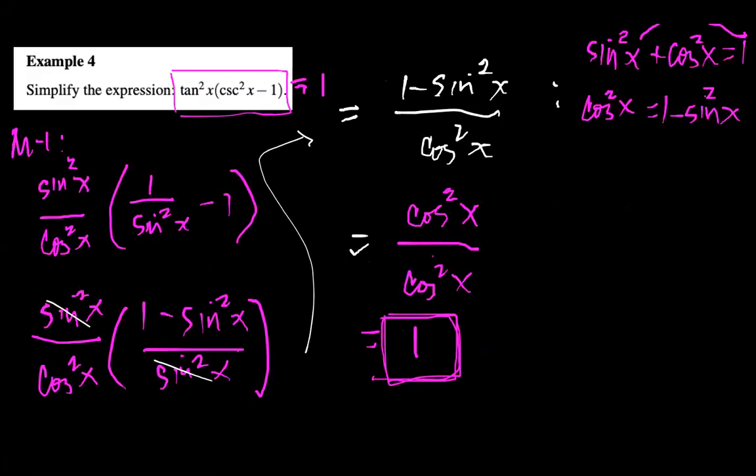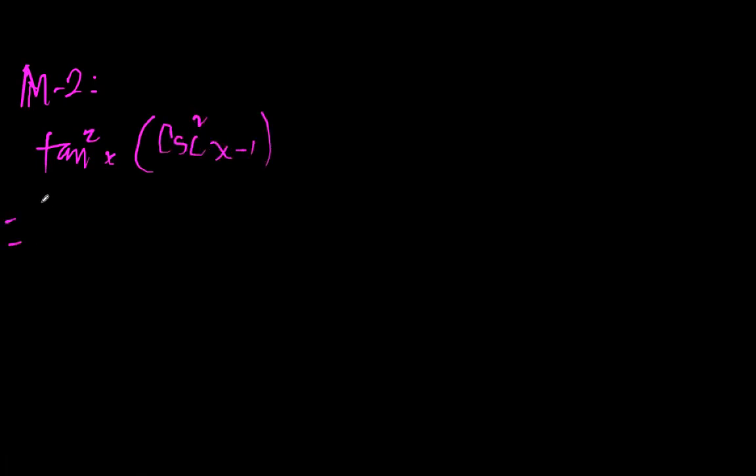Ayan, okay na. So, here we go. So, method 2 natin, ulitin natin. Madali lang siya. So, method 2 natin class, we have tangent square x times cosecant square x minus 1. And we know that using the Pythagorean identity, this expression is equivalent to cotangent square x. And we knew that they are inverses.